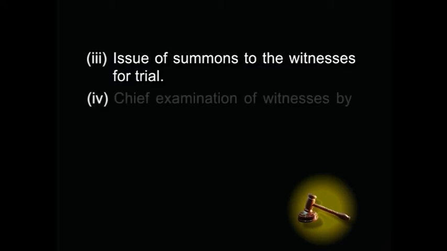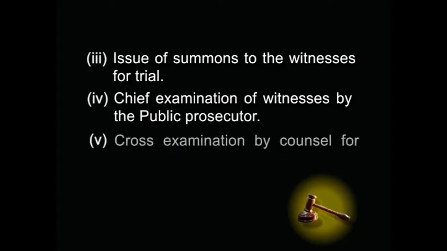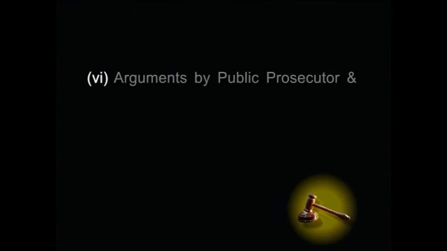Number 3, issue of summons to the witnesses for trial. Number 4, chief examination of witnesses by the public prosecutor. And number 5, cross examination by counsel for the accused. Now, mandatory examination of the accused under section 313 clause 1 of the Code of Criminal Procedure 1973. Number 6, arguments by public prosecutor and defense counsel, and the last is judgment.